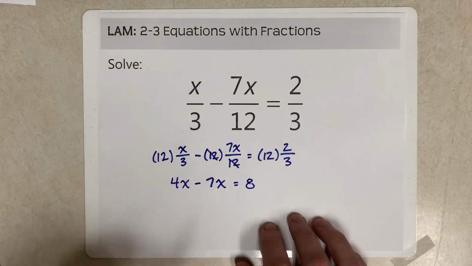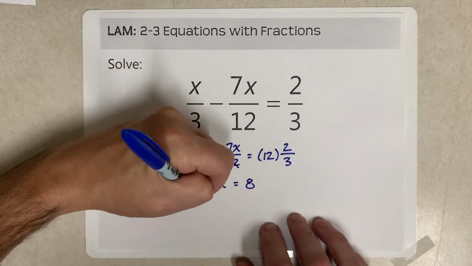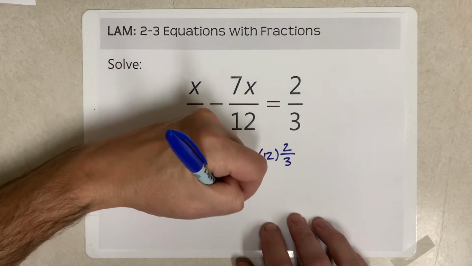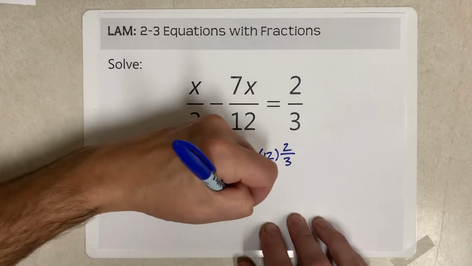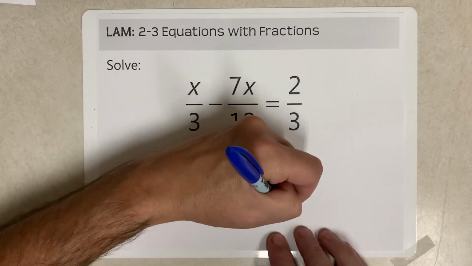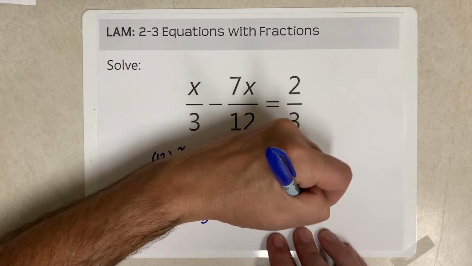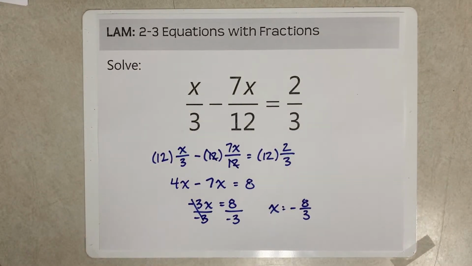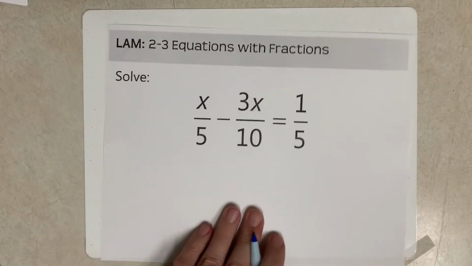Okay, 4x take away 7x is going to give me a negative 3x is equal to 8. Divide by negative 3 on both sides, and x equals negative 8/3. And that one's done. And then we have this one.